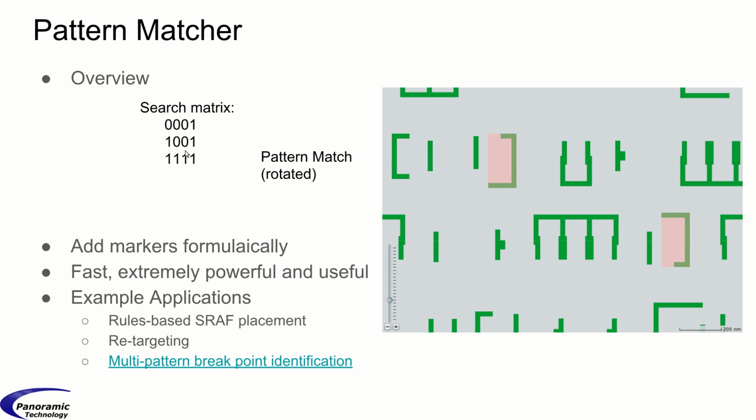So the Pattern Matcher allows the user to specify a target pattern to look for. Not only can you specify the pattern, but you can also specify whether to look for it rotated or flipped, and you can put constraints on the sizes of these cells in the matrix. This has several important applications. We'll talk about 3 of them and how we've used them in our examples.